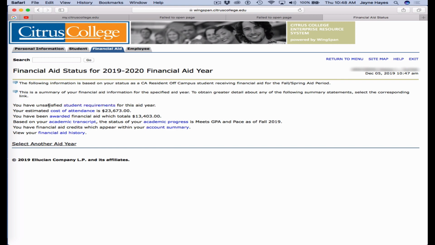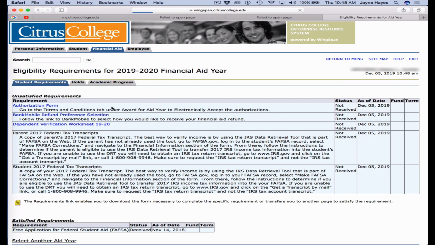That means, like I said, Katie was actually selected for verification. So if we select the highlighted part where it says student requirements, it's going to give you all the different types of forms and information that the student actually has to submit, right? For example, Katie has an authorization form that she has to submit. She hasn't done her BankMobile preference selection right there. She also has to submit a dependent verification worksheet. It also requests copies of parents' federal taxes for 2017 and also students' taxes for 2017.